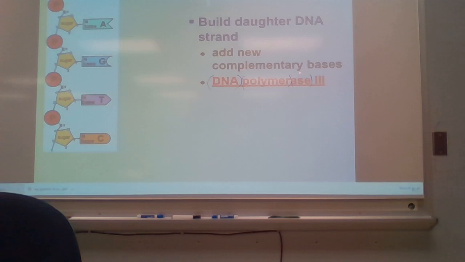ASE tells us that it's an enzyme. Remember, most enzymes end in ASE. Polymer, what's a polymer? A chain of monomers. And then we're specifically dealing with DNA. So this is an enzyme that puts together polymers of DNA. It's adding nucleotides together, right? It's actually building the DNA polymer. So that's why it's called DNA polymerase.